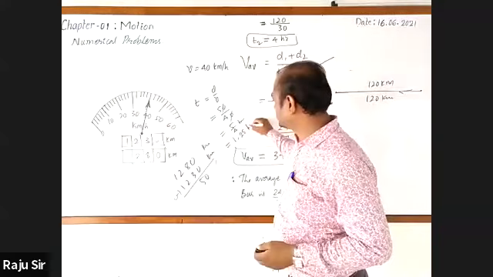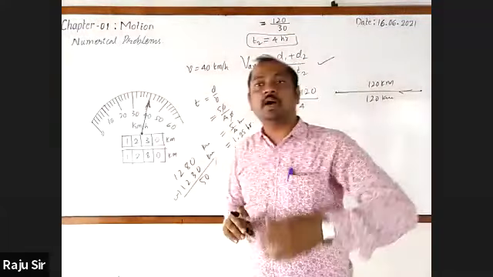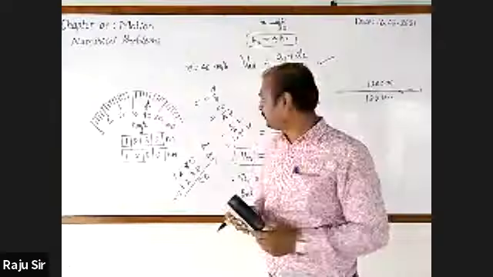1.25 hours. 1.25 hours means how much? How many minutes? 1 hour 25 minutes. 1 hour 15 minutes. Very good. 1 hour 15 minutes.